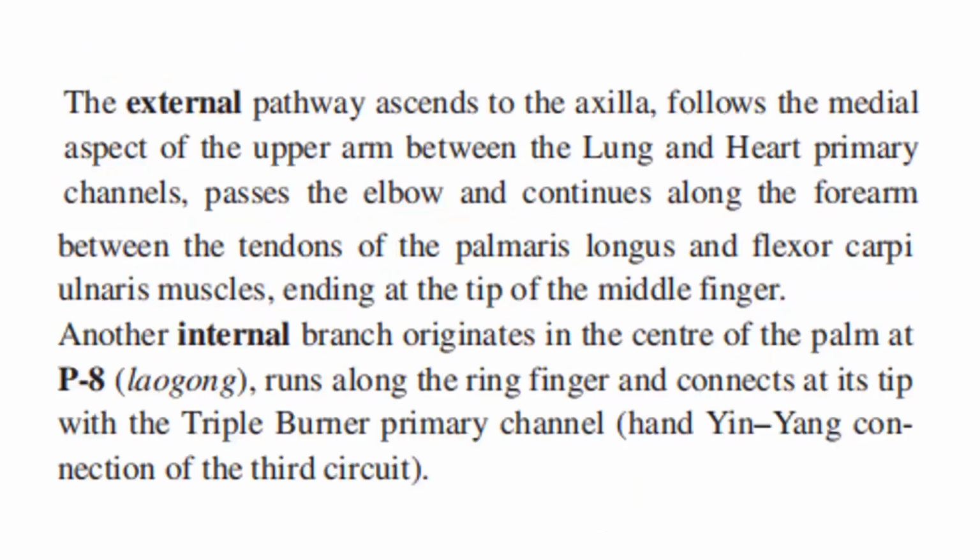The external pathway ascends to the axilla, follows the medial aspect of the upper arm between the lung and heart primary channels, passes the elbow, and continues along the forearm between the tendons of the palmaris longus and flexor carpi ulnaris muscles, ending at the tip of the middle finger. Another internal branch originates in the center of the palm at P8, runs along the ring finger, and connects at its tip with the triple burner primary channel, the yin-yang connection of the third circuit.